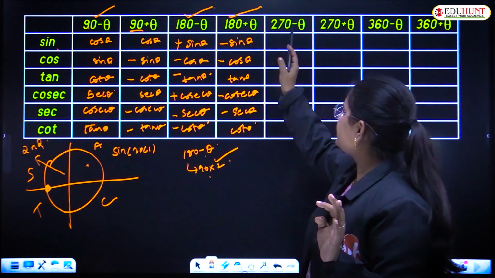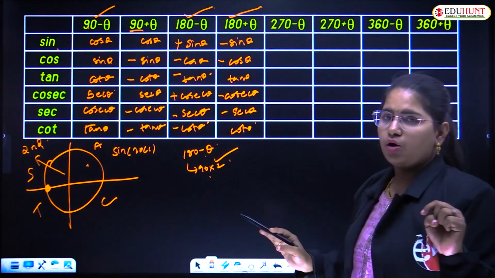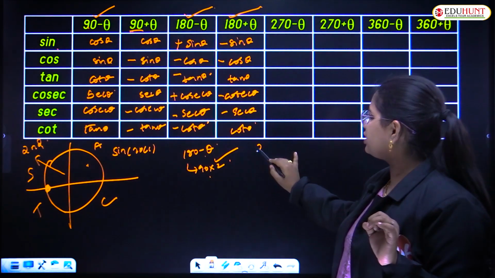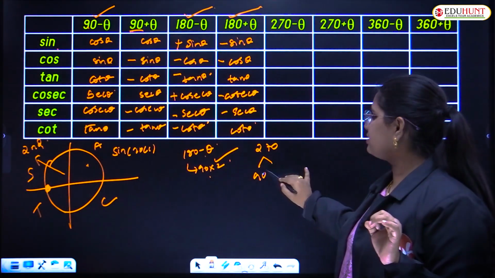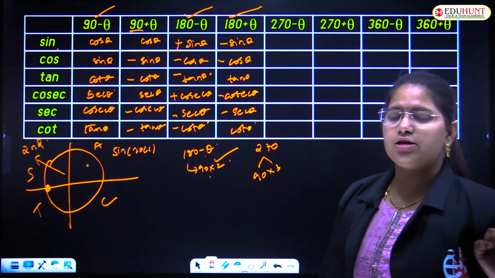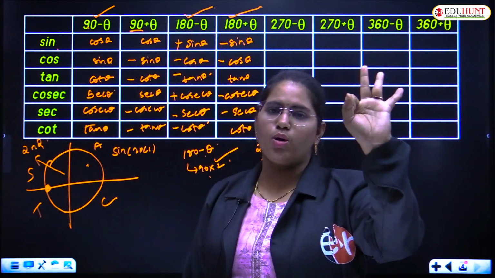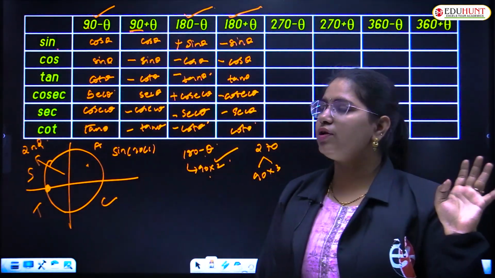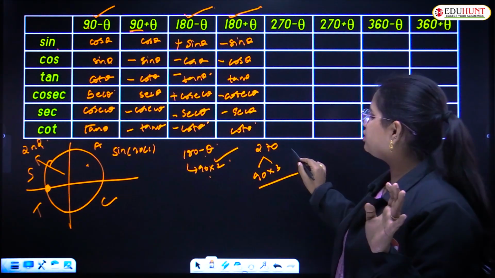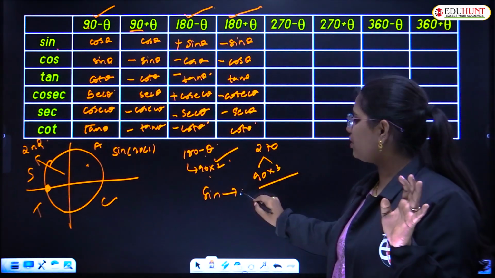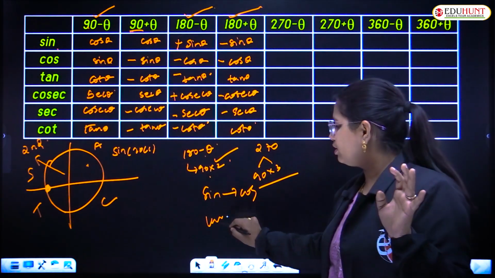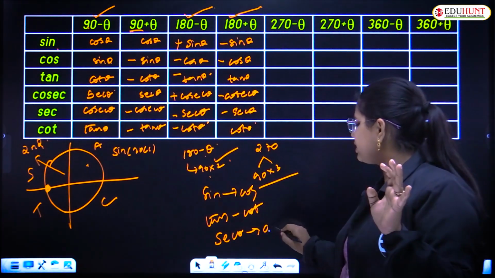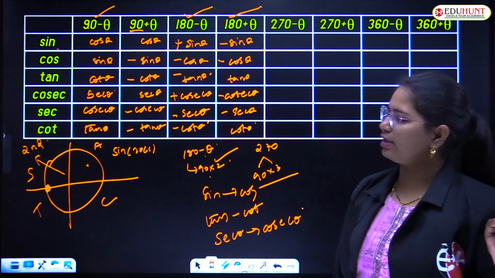Understood? Now, let's get back to 270. What is 270 minus theta? Let's check. 270 can be written as 90 times 3. 3 is, as usual, an odd number. Odd function, function will change. If it is an odd number, the function changes: sine to cos, tan to cot, secant theta to cosecant theta.